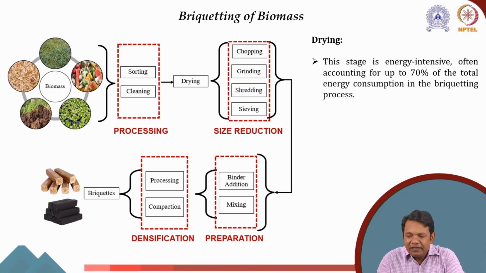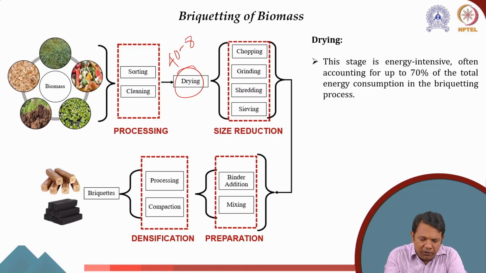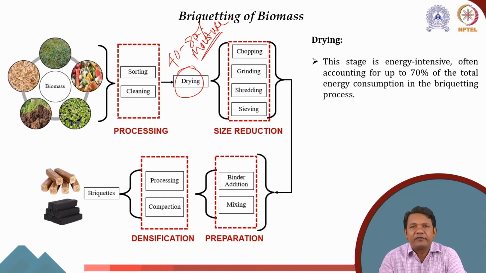Now this stage is energy intensive because we are drying, and as I said, sometimes biomass has 40 to 80% moisture. Now imagine if you have to remove 40 to 80% moisture, how much energy will be required. So in the whole briquetting unit, drying is one of the most energy intensive units, which accounts for almost 70% of the total energy consumption in the briquetting process.